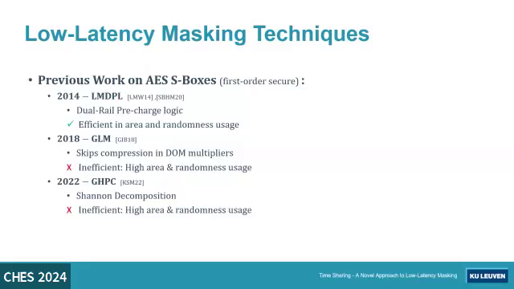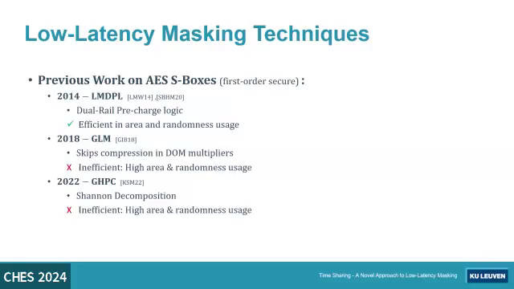Where do I have to point this? Okay, so there are of course some existing works dating back roughly 10 years. So there's LMDPL, which is kind of efficient in area and also in the usage of randomness. It requires dual rail pre-charge logic, which comes with some constraints, in that it needs a pre-charge phase and an evaluation phase and so on.